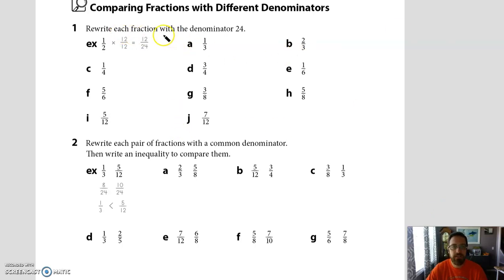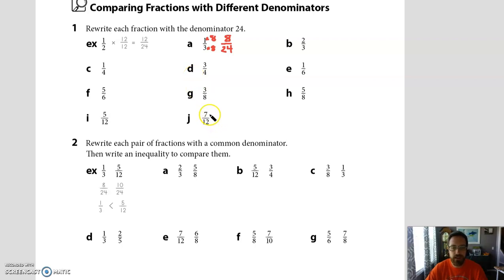It says rewrite each fraction with a denominator of 24. So if I know my denominator is 24, how do we make equivalent fractions? We have to multiply numerator and denominator by the same number. So 3 times what is 24? Oh, 3 times 8. Well, if I multiply the denominator by 8, I have to multiply the numerator by 8. So 8 times 1. So what's an equivalent fraction to 1/3 that has a denominator of 24? 8/24.